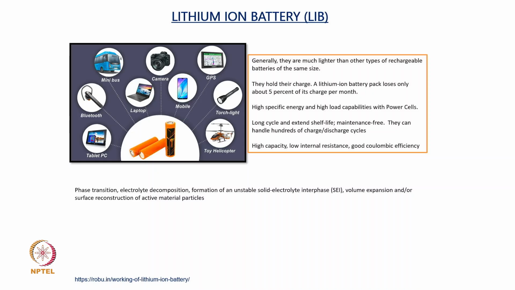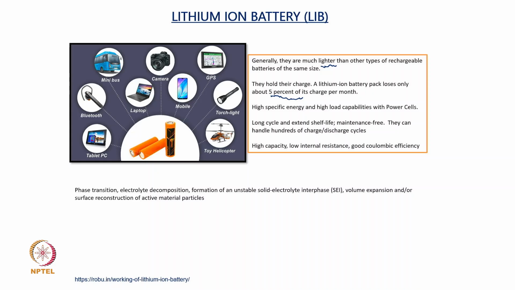This is a very interesting thing, that it is behind all these appliances because of certain properties. So, what are the properties? Generally they are much lighter than other types of rechargeable batteries. This is a very important thing, and therefore, for all portable electronic devices you can use lithium ion battery very conveniently. And of course, if you consider a lithium ion battery pack, they lose only about 5% of their charge per month. Okay. So, it holds charge for quite some time.